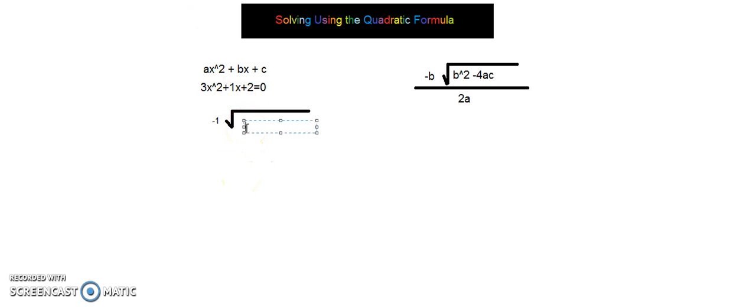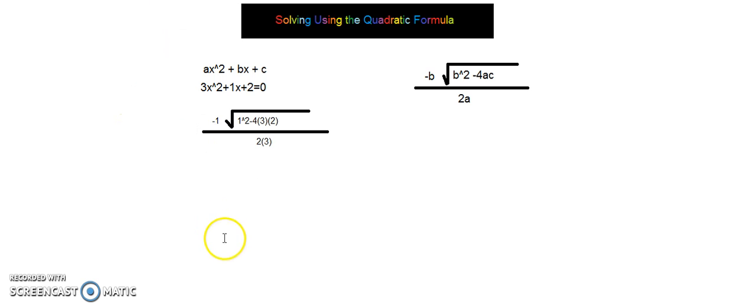And on the inside, we're going to have b squared because b again is 1. We have to square that. Minus 4 times 3 because 3 is a, and times 2 because 2 is c. And then we can draw our fraction bar. And underneath our fraction bar, we'll put 2 times 3 because the 3 is a.